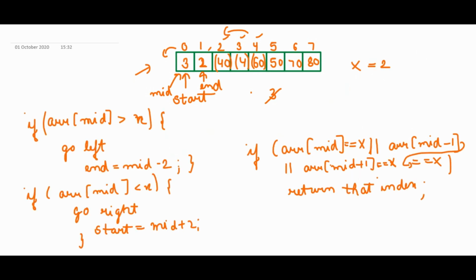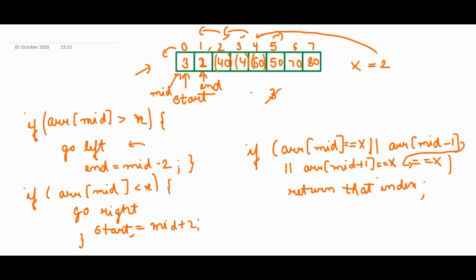Okay, we have to follow this algorithm, which is, if array of mid is greater than x, we have to go left, right? If 4 is greater than 2, that means we have to go left because smaller elements will be on the left side. That means we have to make end equal to mid minus 2. If array of mid is less than x, we have to go right. So in that case, we have to make our start equal to mid plus 2. Otherwise, if array of mid is equal to x, we have to return mid.